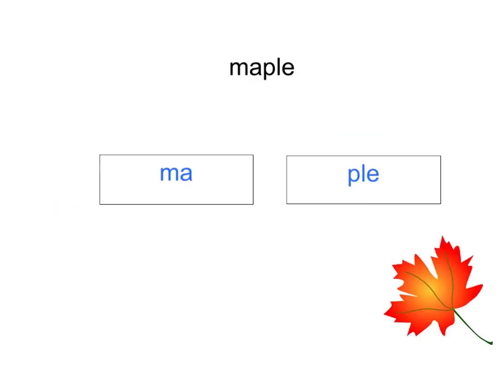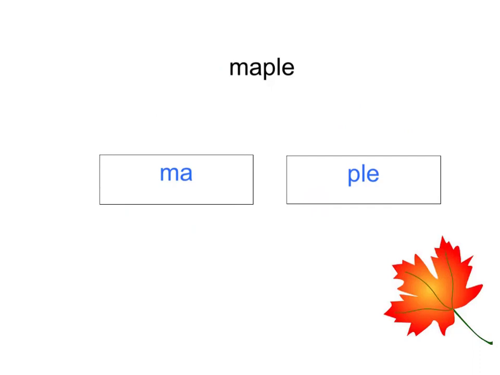Let's take a look at the word maple. Maple has 2 syllables, so I've split the word into 2 syllable boxes below, syllable number 1 and syllable number 2. Let's take a look at the first syllable.